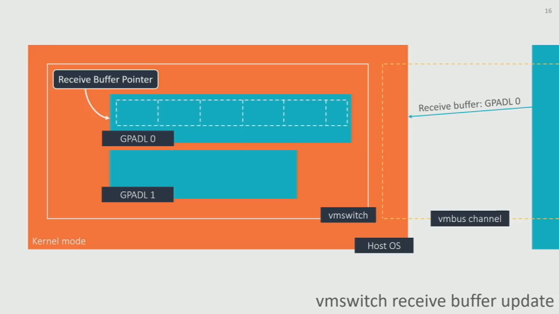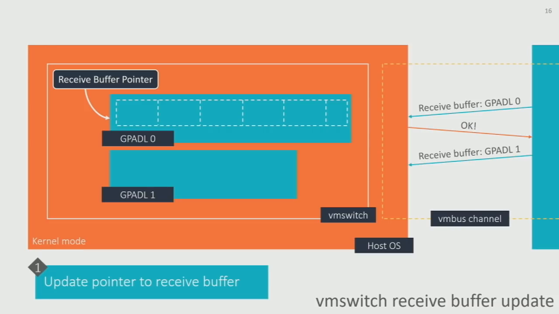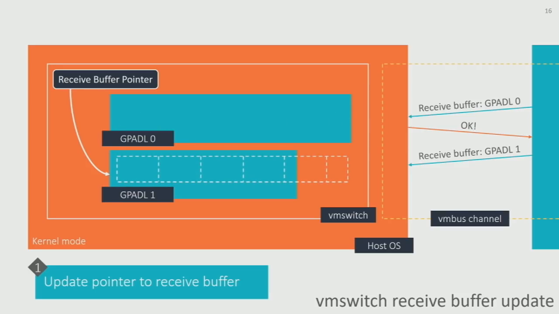It's all good. But now the guest OS is being annoying, and is telling it to use the GPL 1 instead of GPL 0 as a receive buffer. Well, the first step is to update the pointer to the receive buffer, right? And so as that happens, the pointer is going to be updated, and implicitly the sub-allocation bounds are all going to be applied to this new receive buffer. And in this specific case, because we have GPL 1 smaller than GPL 0, those sub-allocation bounds are actually going to go out of bounds of that receive buffer. And, well, I don't really need to tell you that it's not a great thing.